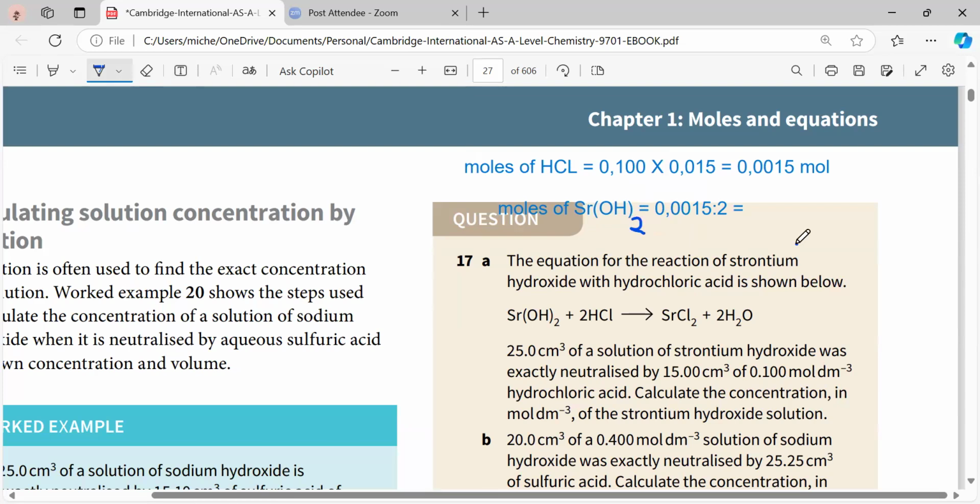So 0.0015 divided by 2 would be 0.00075.